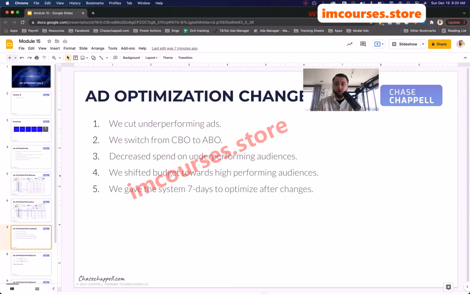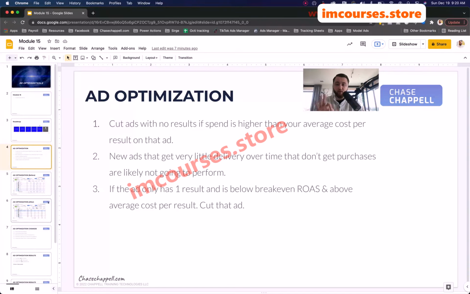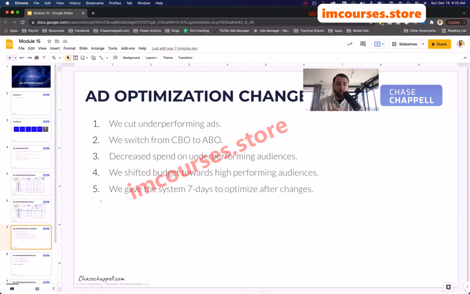So we followed these specific rules where we have the 3 rules here. And we switched from CBO to ABO because there was more than 5 audiences. We decreased spend on underperforming audiences once we switched to ABO. We didn't just evenly place the budget. We strategically moved budget out of the underperforming and shifted it towards the higher performing. And that led us to number 4. Because we shifted that to the higher performing audiences, we were able to get a much higher return on ad spend. And then we also gave the system 7 days to optimize after those changes.